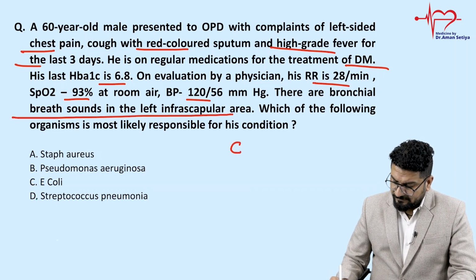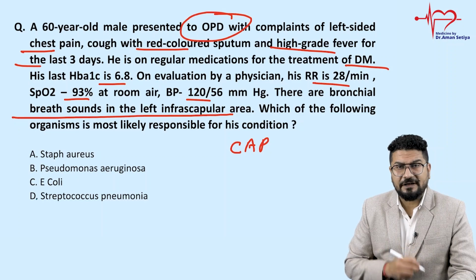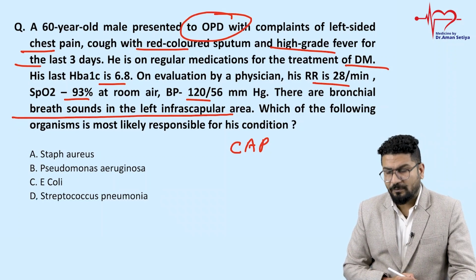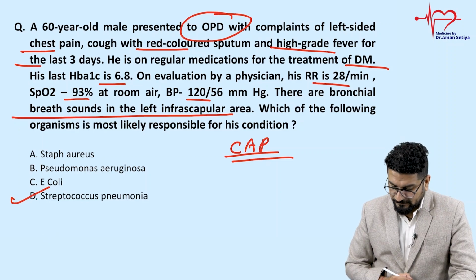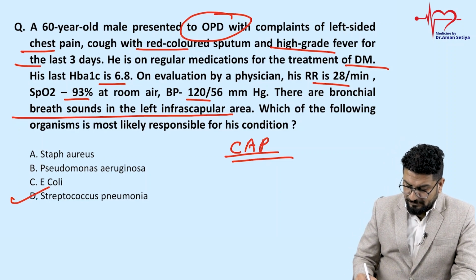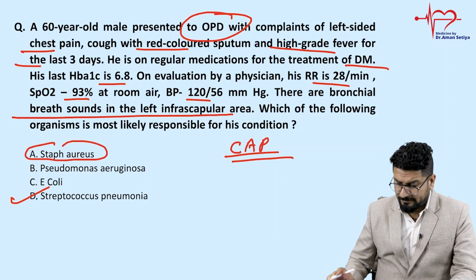There are bronchial breath sounds in the left axillary area. So basically it's a case of CAP because the patient is coming to OPD. It's a case of community-acquired pneumonia and they're asking what the most common cause is. Most common cause will be Streptococcus pneumoniae. Is it clear? It's a case of CAP. If it were a hospitalized patient, then we could have thought of Staph aureus, but it is CAP.